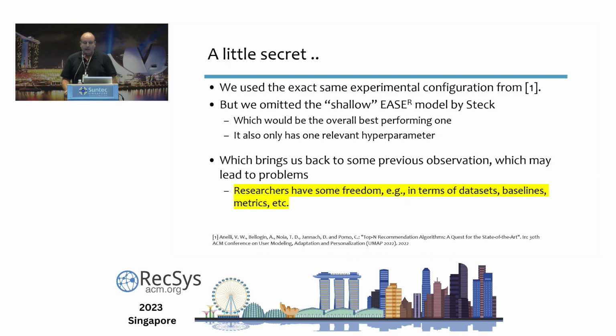Good. And by the way, when we ran this experiment, we used a protocol from another paper that did some systematic analysis, same data sets and procedures. But there's a little secret. We left out one of the models that was there in the original evaluation. This is, let's say, the shallow model, EASE-R by Harald Steck. And this one, in our comparison, would have had the best values, mostly; it would have outperformed all of them. It has only one relevant hyperparameter, and even that doesn't matter much.